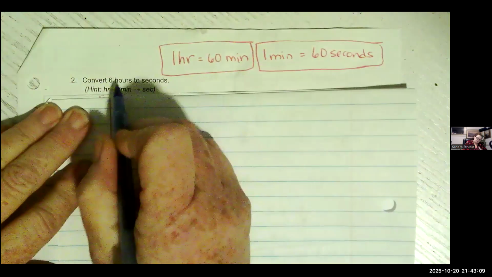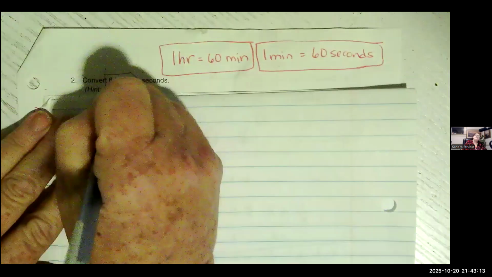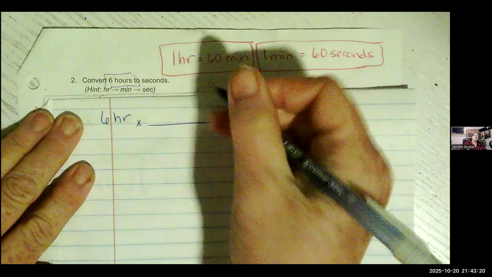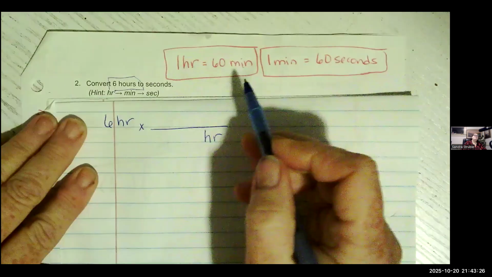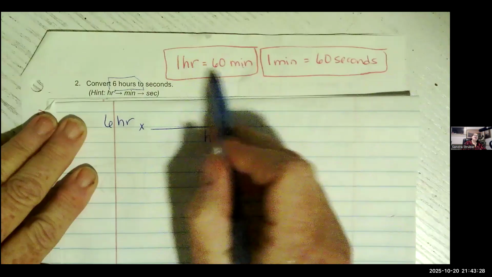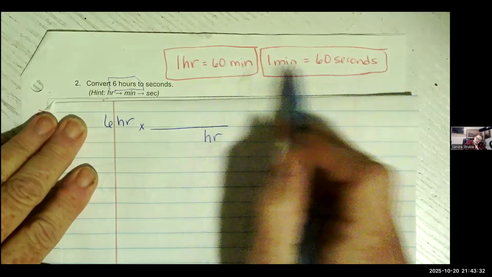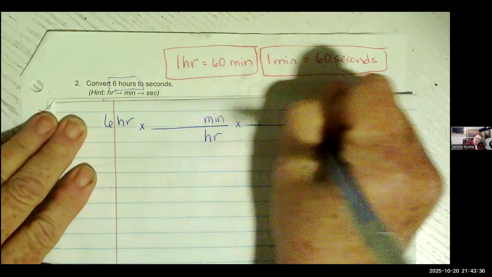Always start with what you're given, 6 hours. And then make sure that whatever your starting unit is that's at the top, make sure it's in the bottom so that we'll cancel each other out when you multiply. And then that will lead you into what's your next possible conversion. Well, we have hour to minute and we have minute to seconds. So we're going to have to go through minute to get to seconds. But I don't want minute. So I'm going to need to make another conversion that gets rid of the minute and moves me to seconds.